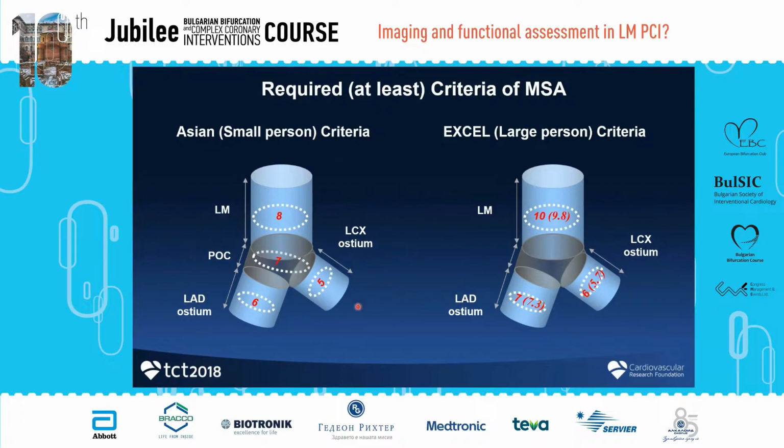This is the data from the Korean registry, in terms of the cutoff value to differentiate who is more likely to have stenosis versus not. The stent area in the circumflex ostium is 5, LAD is 6, and left main is 8. But if we do the same in the EXCEL trial, including a large cohort of patients, the circumflex is 6, LAD is 7, and left main was 10. But what is important is that this is not the optimal criteria. It is actually the best cutoff to differentiate the outcome. Therefore, larger is better.